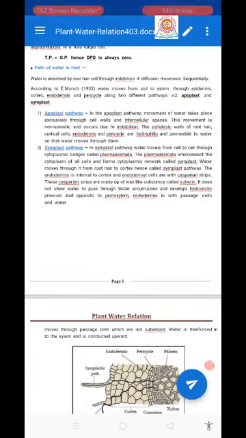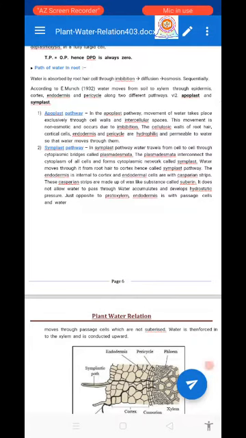Just opposite to the protoxylem, the endodermis has passage cells, and water moves through the passage cells, which are not suberized. Water is then forced into the xylem and is conducted upward.